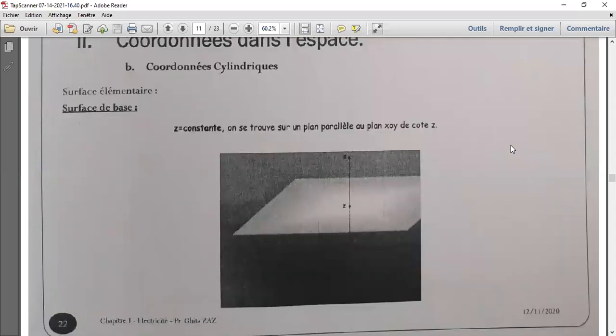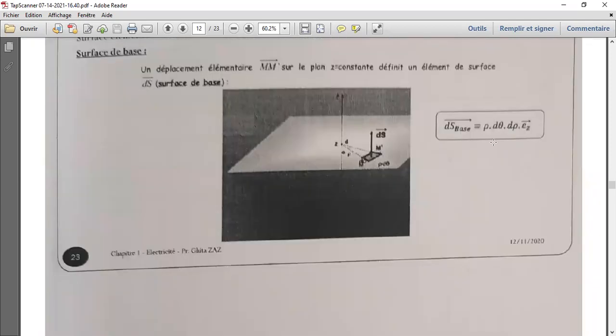Meaning I don't need to move up, which is the vertical movement. I just have to move what? The down movement. So it means that z is equal to what? Constant. Meaning why z is equal to constant? Because I'm only calculating for the base. I'm not calculating the surface area of a vertical. And if z is constant, meaning I cannot move up. When they say surface of base, it means I cannot move up.